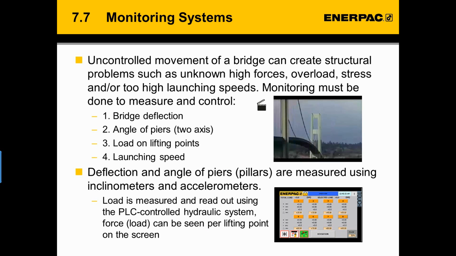Because of the size and weight of any bridge, the bridge construction elements can suffer structural problems if movements are not controlled. Structural problems means, for example, high forces, overload, stress, and too high launching speeds. Therefore, monitoring of the following elements is necessary: bridge deflection or bending, the angle of the piers or pillars, the load of the lifting points, and the launching speed.